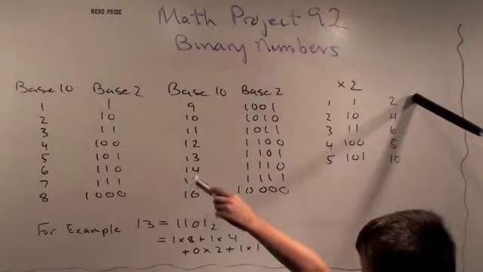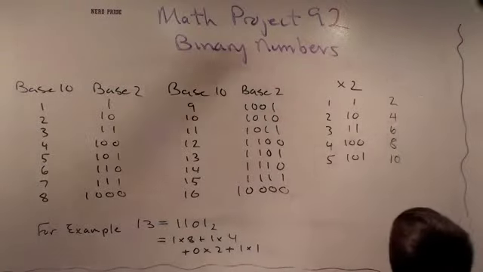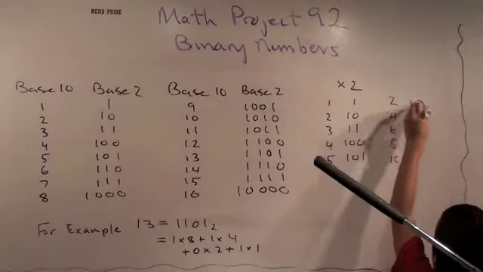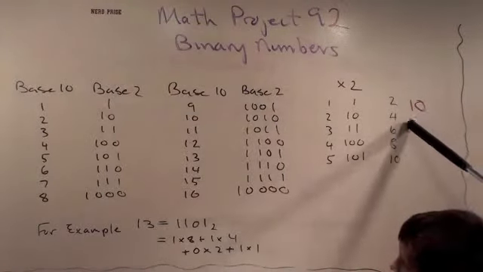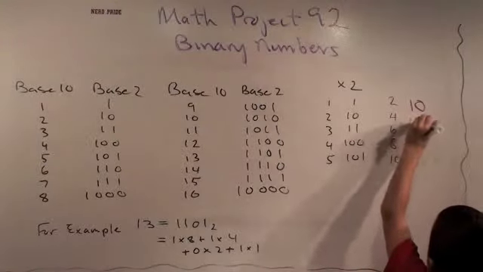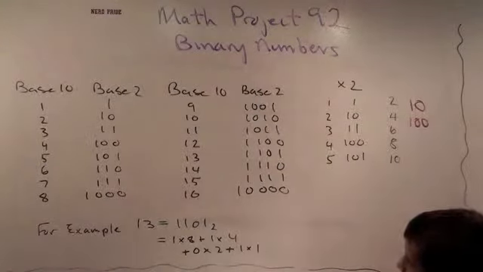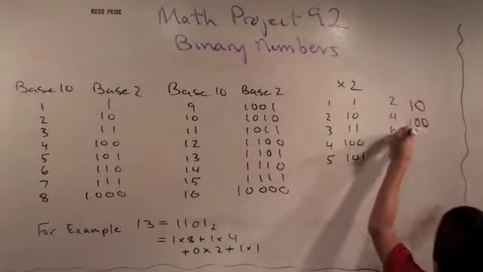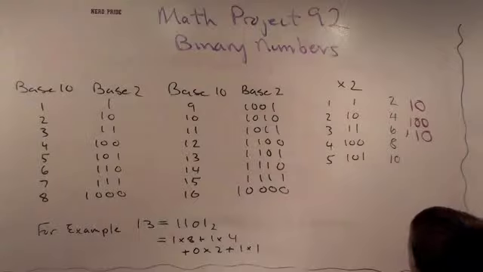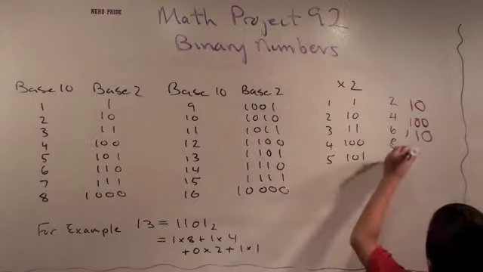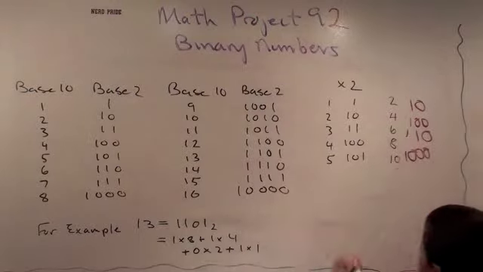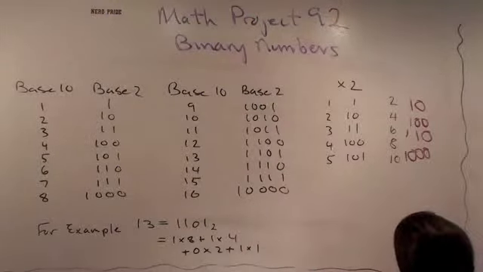Now I want you to find what 2 is in binary and write it right here. Can you reach it? 1, 0. Okay, great. Write what 4 is in binary. 1, 0, 0. Okay. Write what 6 is in binary. 1, 1, 0. Okay. Write what 8 is in binary. 1, 0, 0, 0. Okay. And now write what 10 is in binary.